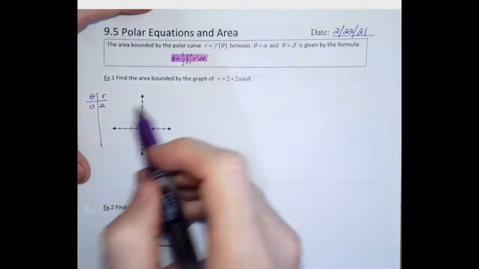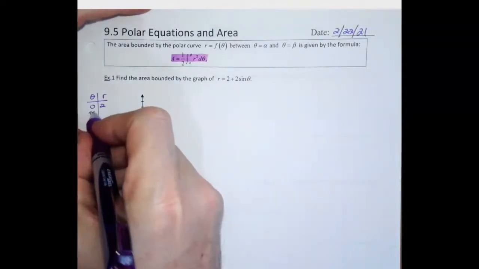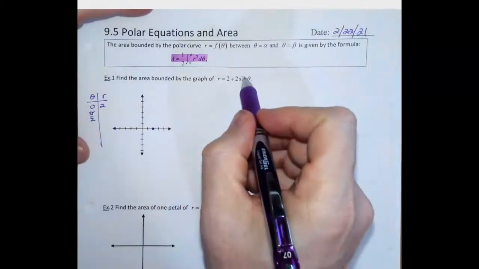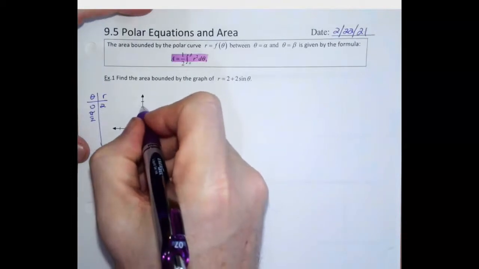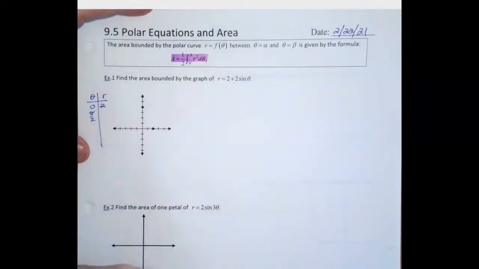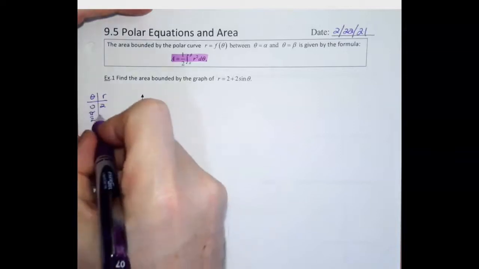Anyway, so if we go up to pi over 2, the sine of pi over 2 is 1. So it's going to be 1 times 2 is 2, 2 plus 2 is 4. So that's going to put us up here. And that's 4.